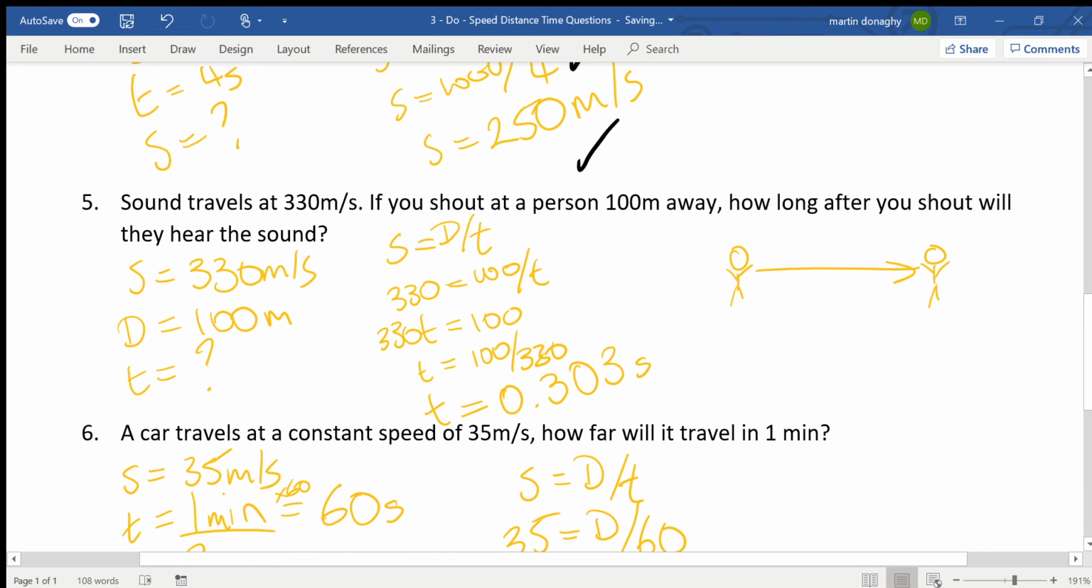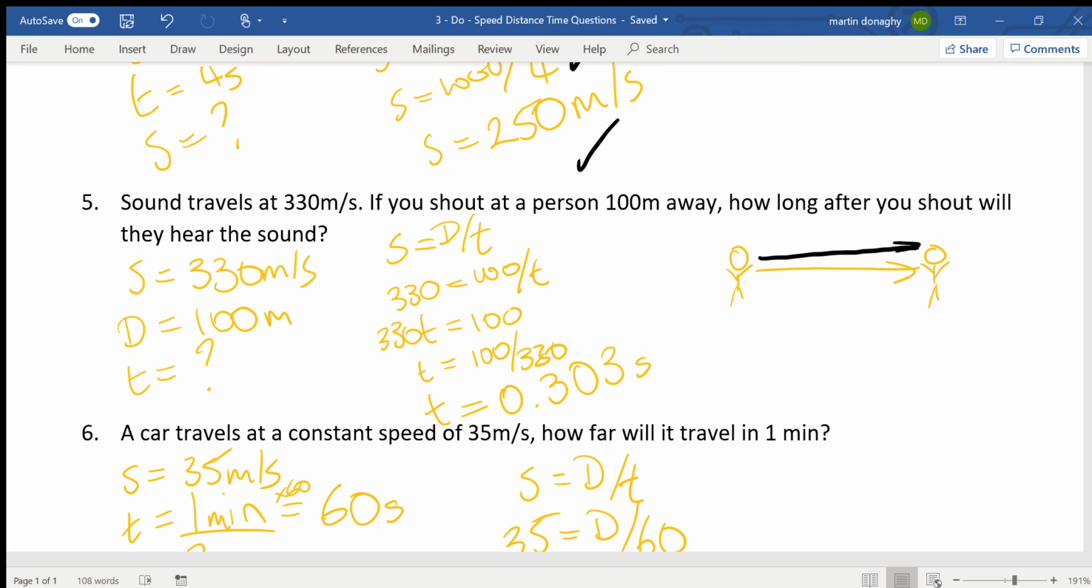Question 5, this does happen in real life. Sound travels at 330 meters per second. If you shout at a person 100 meters away, how long after you shout will they hear the sound? You can try this. It fits with social distancing. You don't have to be too close to anybody. If you stand very far away, somewhere that you will be able to hear someone shout, say hello. If you look at them, you will see their lips move, and there will be a delay, and then you'll hear the sound, because it takes a certain amount of time for the sound to travel from that person's mouth to your ears. Okay, and we can work out how long it would be if it was 100 meters.